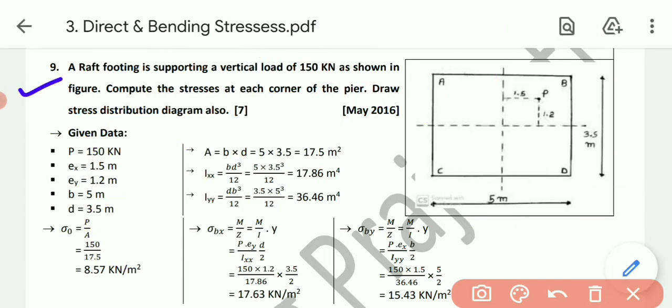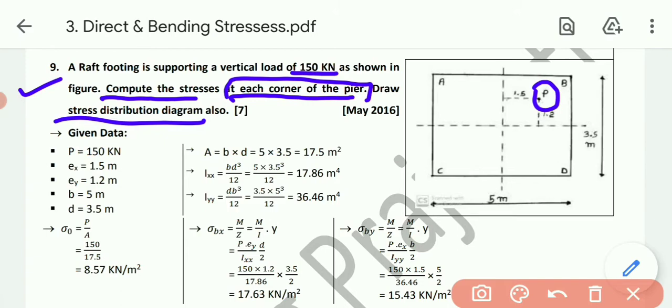A raft footing is supporting a vertical load of 150 kilonewton as shown in the figure. The figure is given to us. This one is our force. Compute the stresses at each corner of the pier. These are the criteria in which we need to calculate the stresses at each corner of the pier. Draw the stress distribution diagram also, they have asked us to draw the stress distribution diagram also. It has been asked for 7 marks, May 2016.